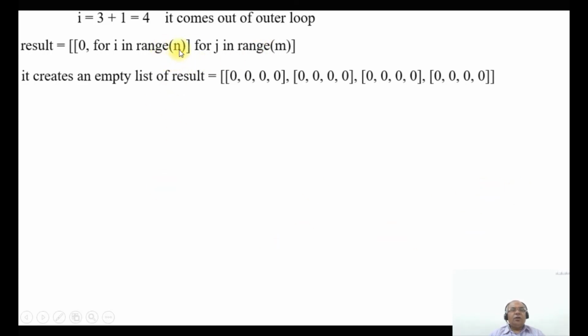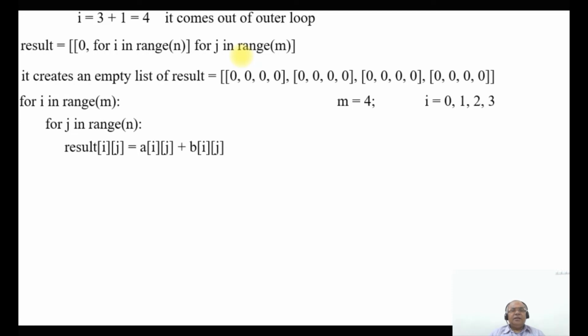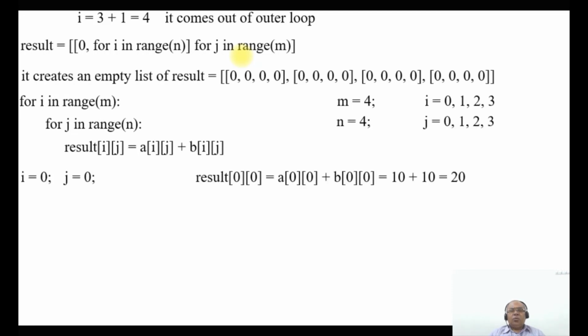first it will go to take the column, then it comes to the rows. So n and m, i and j. So this is going to be the empty list of the result. So again m and n, a of ij. So what it does, i is equal to 0, j is equal to 0.